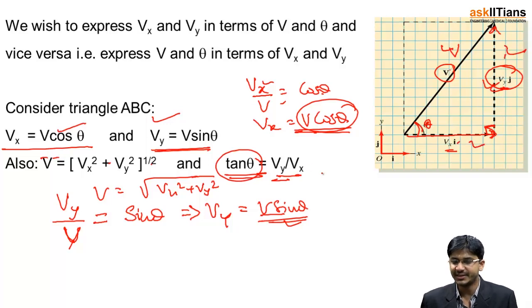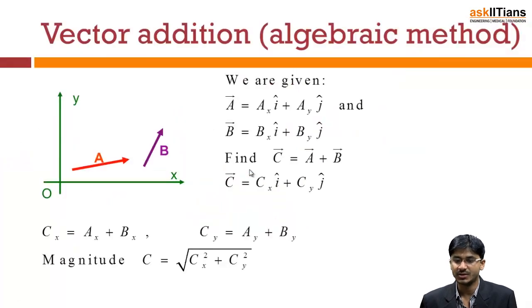Now if I have to find tan theta in terms of Vy and Vx, we know tan theta is P by B. This is perpendicular, this is base. So Vy by Vx. So we got the value of tan theta.